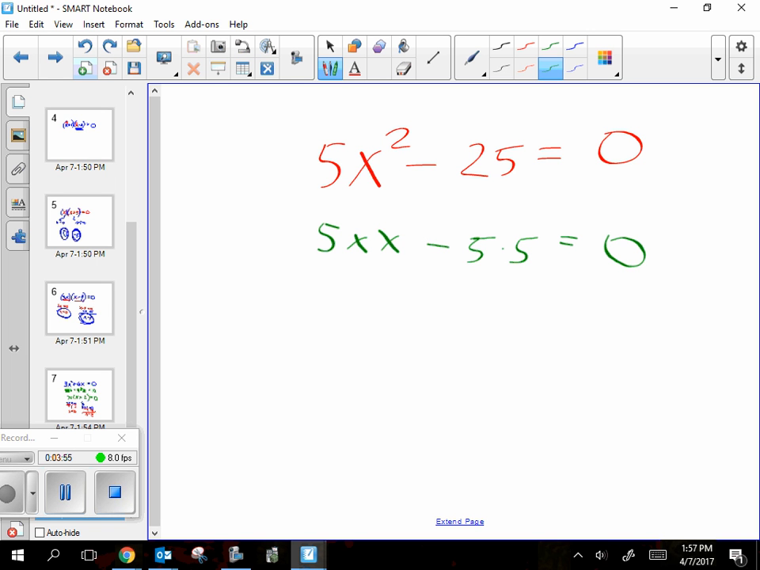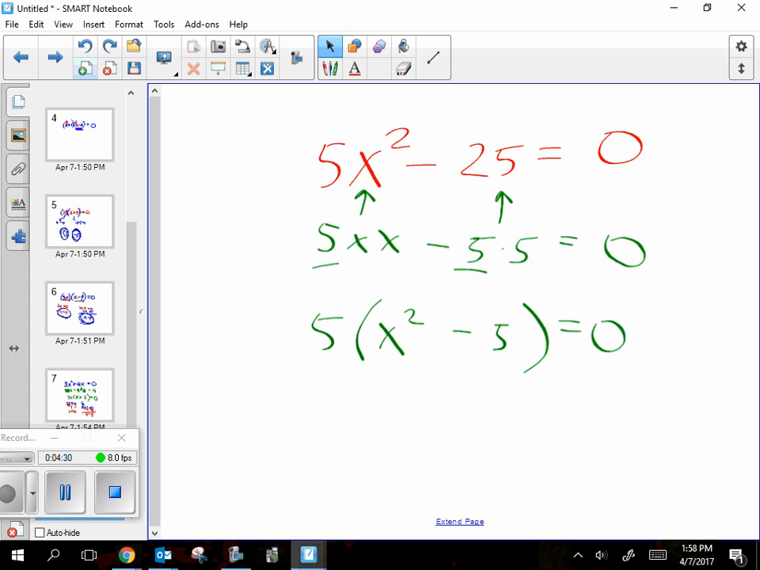And then, what is in common in these two? 5s. Excellent. What else is in common? 5 times 5 is 25. That's okay. There's nothing wrong with that. 5x times x is 5x squared. I did it right. There doesn't need to be a 1 this time. All right, 5 is the only thing. You are correct, sir. And then what do I have left? X squared minus 5. Awesome.